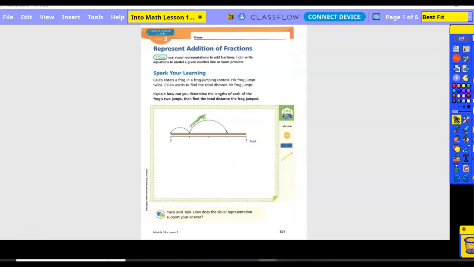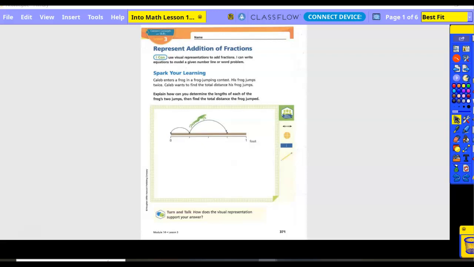Start your learning. So Caleb enters a frog in a frog jumping contest. His frog jumps twice. Caleb wants to find the total distance his frog jumped. So we need to explain how you can determine the length of each of the frog's 2 jumps, then find the total distance the frog jumped. Okay, so they were nice enough to already go ahead and draw us a number line, right, guys? They already have it marked 0 to 1.